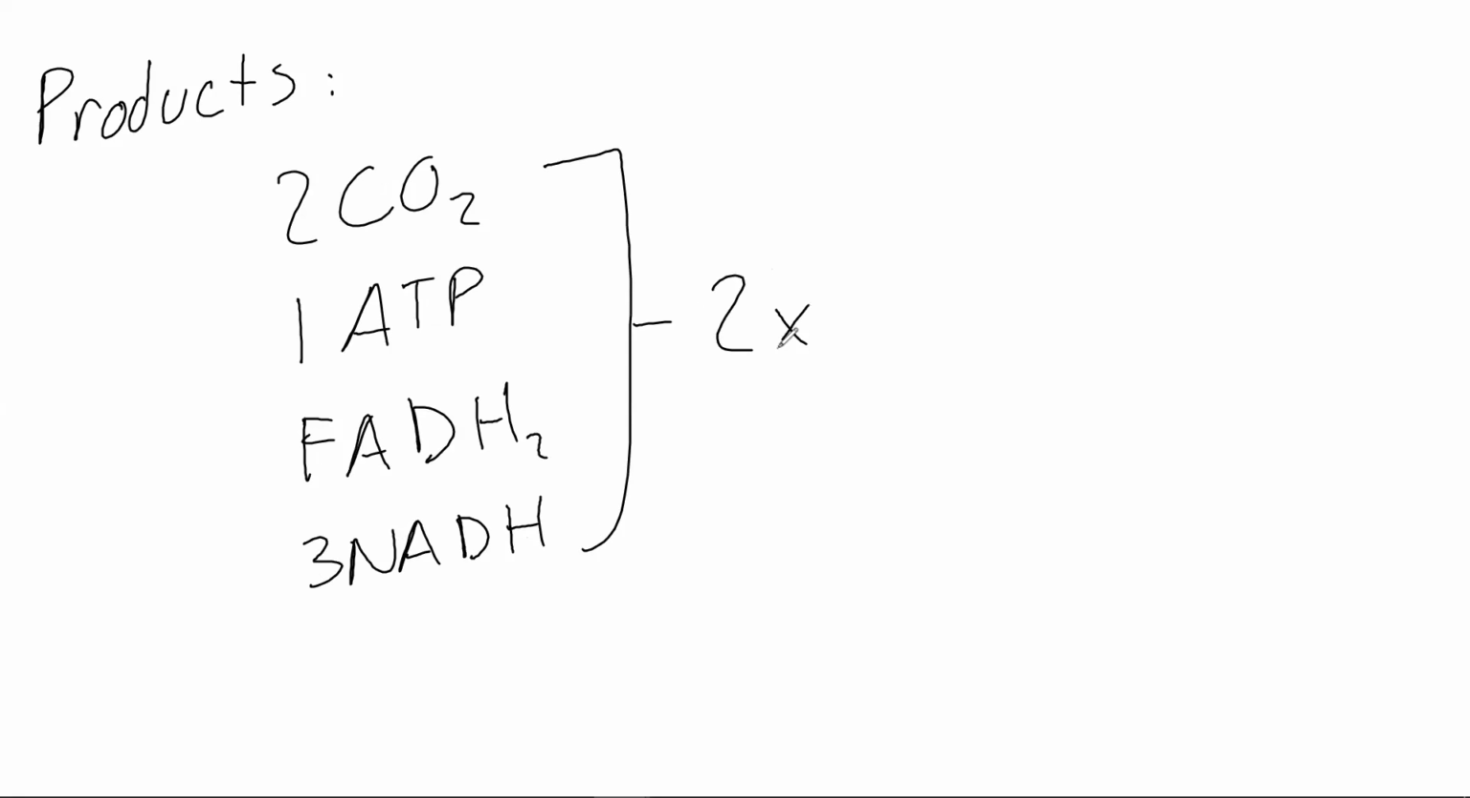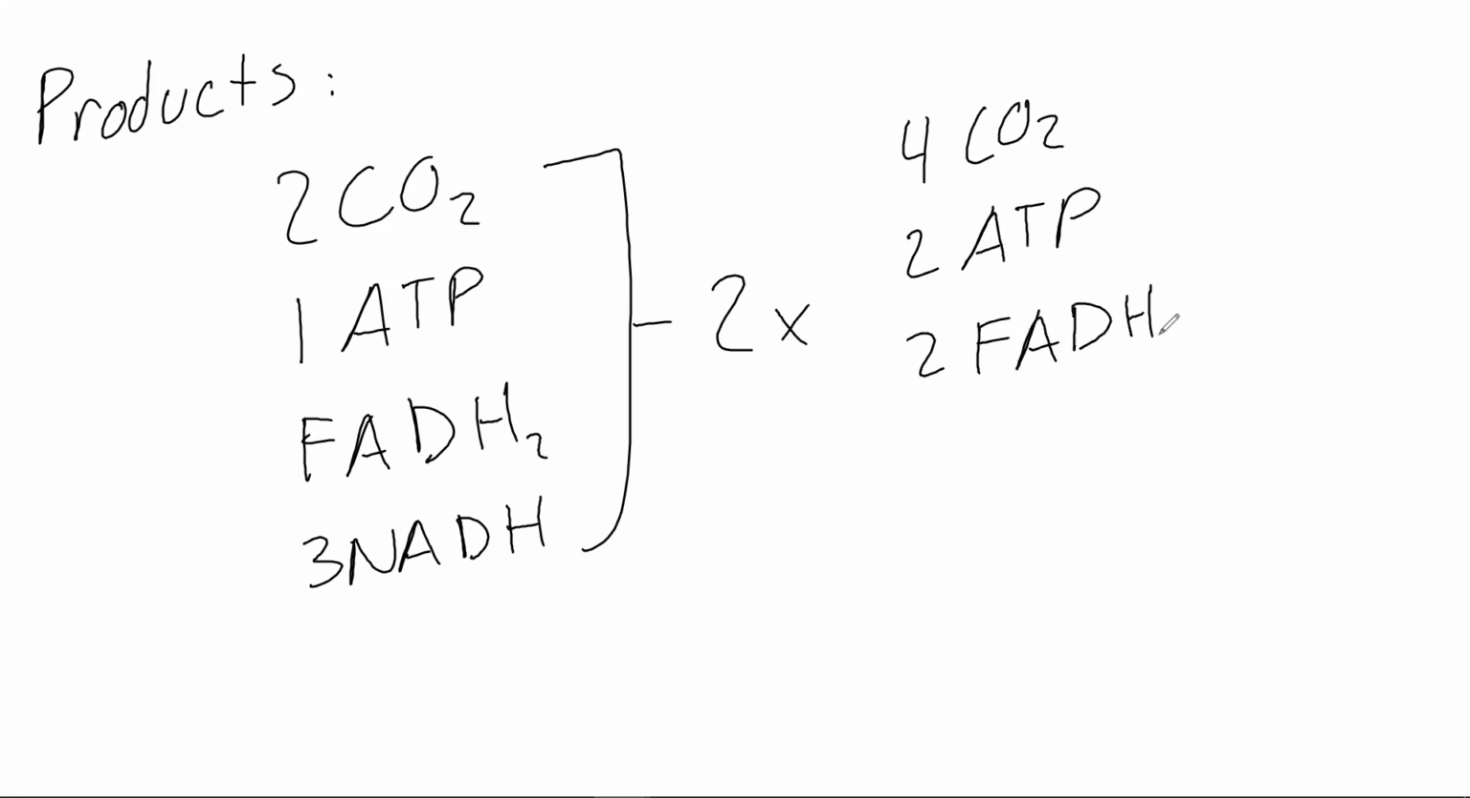Multiply that up. I get 4 CO2, 2 ATP, 2 FADH2, and 6 NADH. Those are my products. So right now, I have produced 2 ATP from glycolysis and 2 ATP from the Krebs cycle. That's not a lot of energy. So now we get into the electron transport chain.